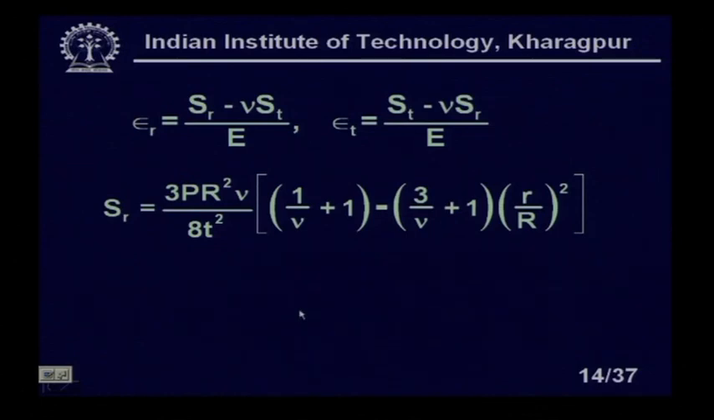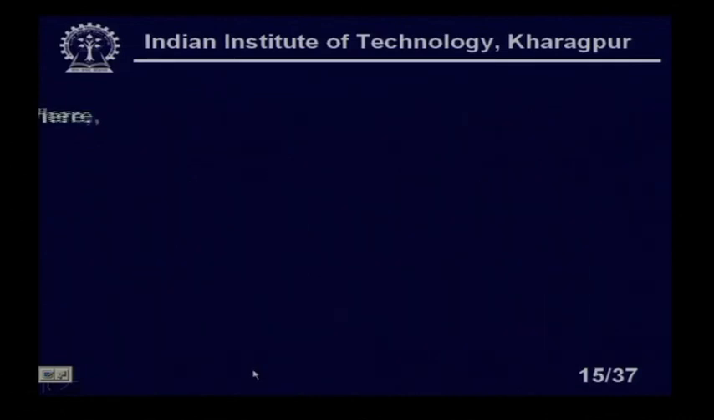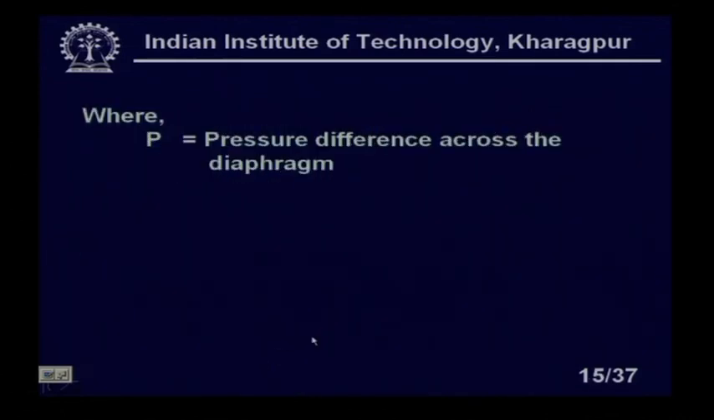Now, S r can be written as 3 p r square nu by 8 t square, whole bracket 1 upon nu plus 1 minus 3 upon nu plus 1 small r by capital R, whole square. S t, that means the tangential stress, is 3 p r square nu by 8 t square, 1 by nu plus 1 minus 1 by nu plus 3 small r by capital R, whole square, right, where P is the pressure difference across the diaphragm.